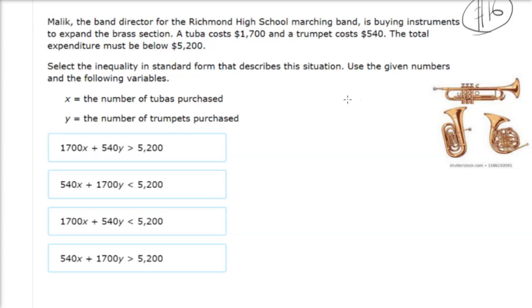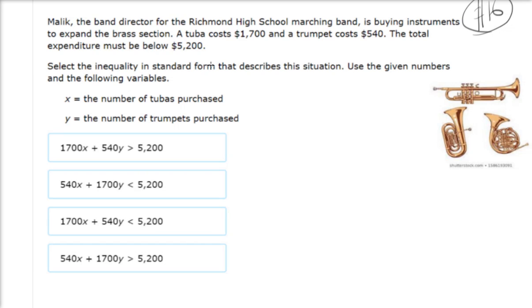Alright guys, so this is slide number 16. It looks like Malik, the band director for Richmond High School Marching Band, is buying instruments to expand the brass section. A tuba costs $1,700. A trumpet costs 540 bucks. The total expenditure must be below.